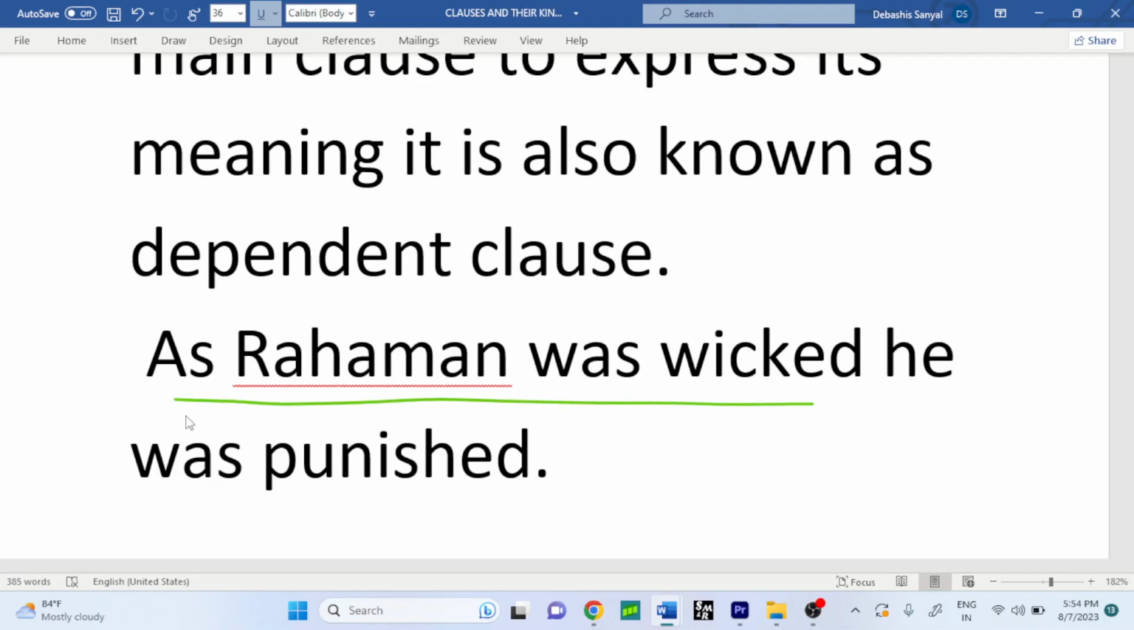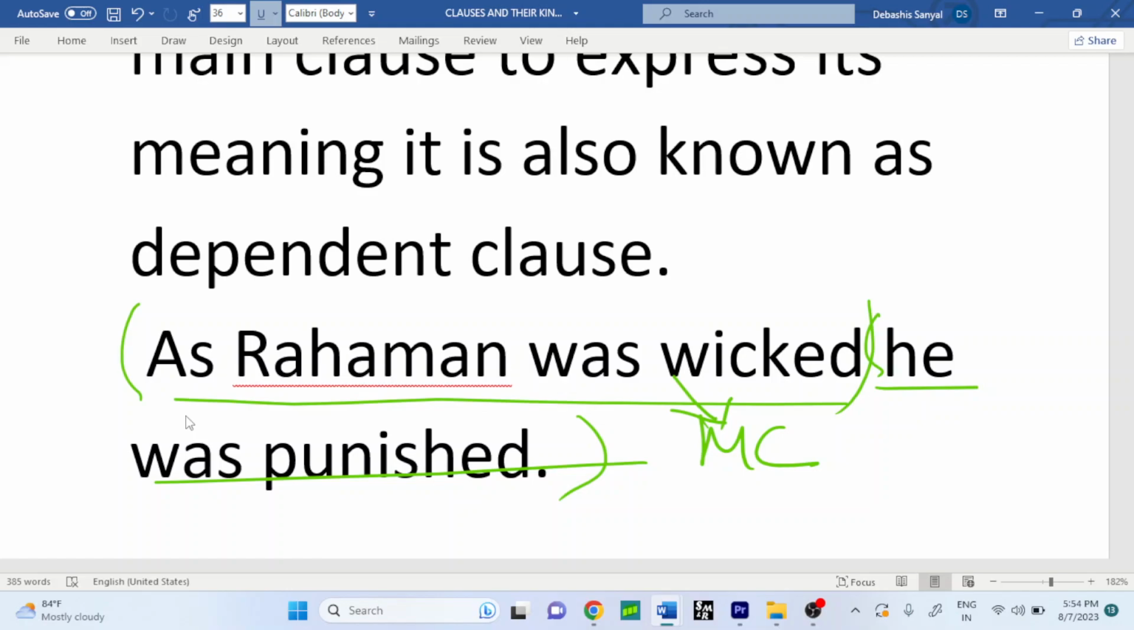It is said in the definition of a dependent clause that the clause is totally dependent on the main clause to express its meaning. Then find out the main clause from this sentence. He was punished. It is independent, it is the main clause. Okay. As Rahman was weak, the underlined portion is totally dependent on this main clause to express its meaning.